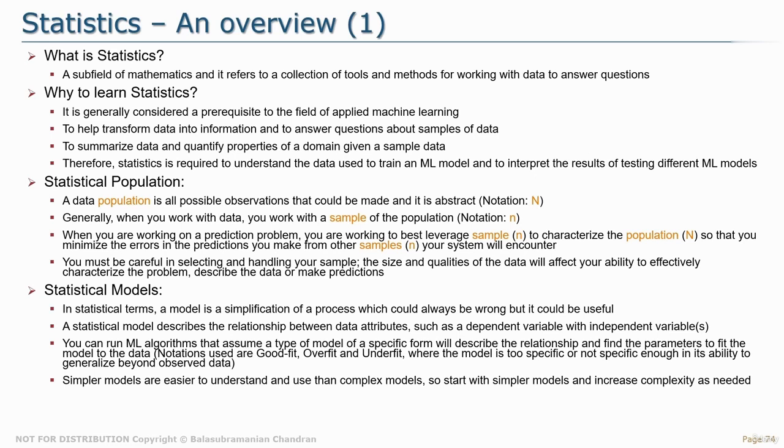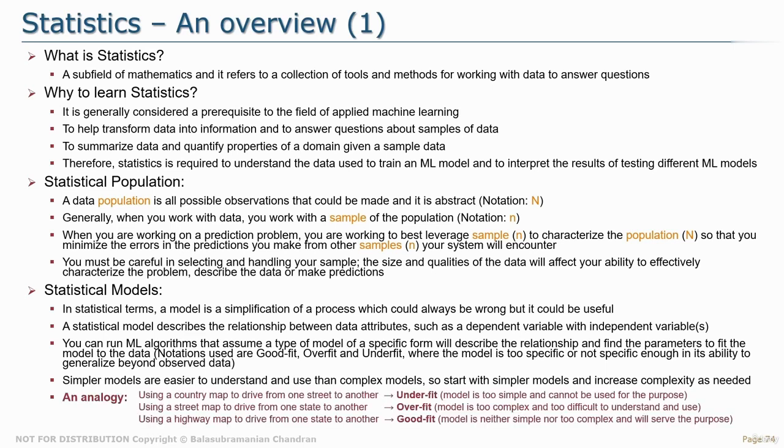Simpler models are easier to understand and use than complex models. So start with the simpler models and increase complexity as needed. An analogy. Using a country map to drive from one street to another. This is called underfit because the model is too simple and cannot be used for the purpose. Then using a street map to drive from one state to another. This is called overfit because the model is too complex and too difficult to understand and use. Then using a highway map to drive from one state to another. This is called good fit because the model is neither too simple nor too complex and will serve the purpose.